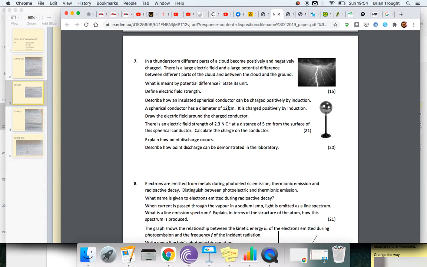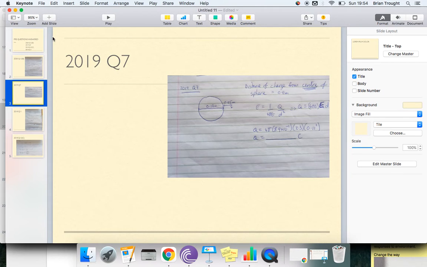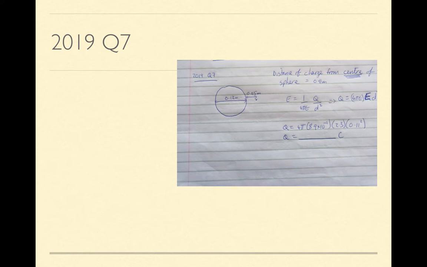The spherical conductor is 12 centimeters. I suppose the biggest mistake people make here is the diameter, there is 0.12 meters. The particle is placed 0.05 meters away, and then what you need to do is get the distance to sub into the formula, which is the distance from the center of the sphere. So that's 0.11 meters. And when you sub it in, you'll get your value there as shown.